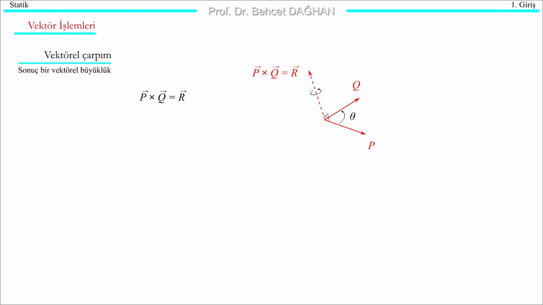Hi everybody. We're teaching a statics course. We're continuing our discussion of vectors. When we multiply two vectors by the cross product, the result is a vector quantity.